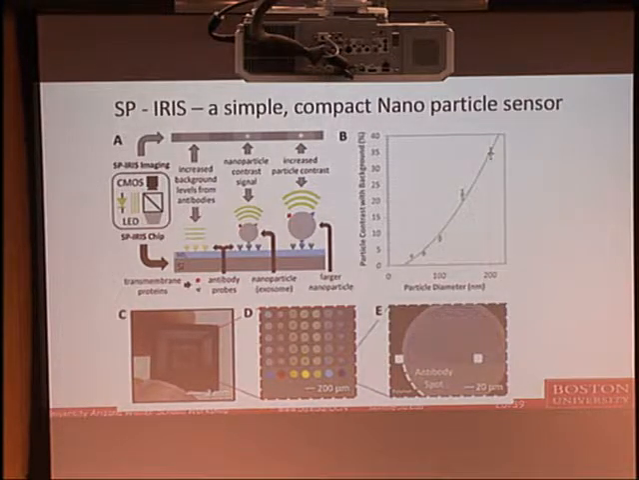They become visible. We typically have 1% to 20% contrast on the image, depending on different types of particles. And then you count them in a multiplex fashion because you can functionalize the surface with spots of different antibodies on the surface. On a very simple chip, you get images like this, and you can characterize the particle size.